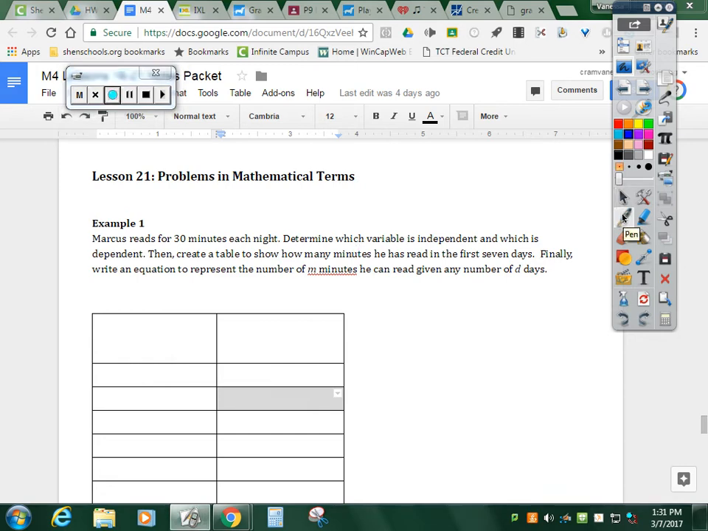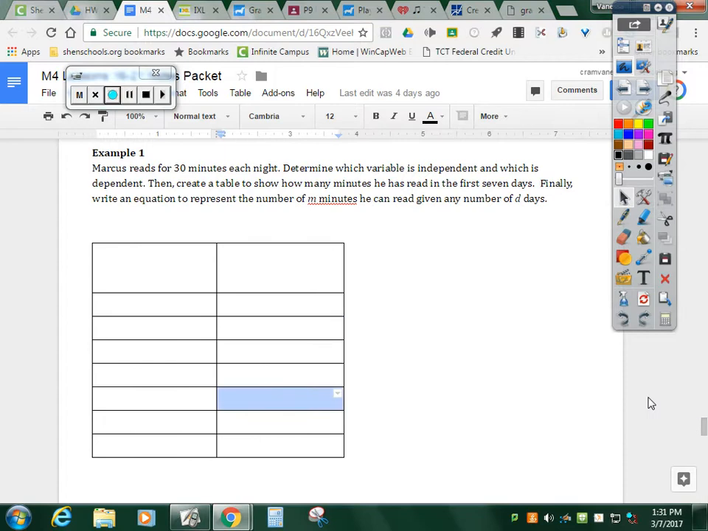In Mod 4 Lesson 21, students worked on problems in mathematical terms. I don't know if I love that title, so I'm going to try to make it a little bit more clear to you. The students today really worked on understanding two words, independent and dependent variables, okay?